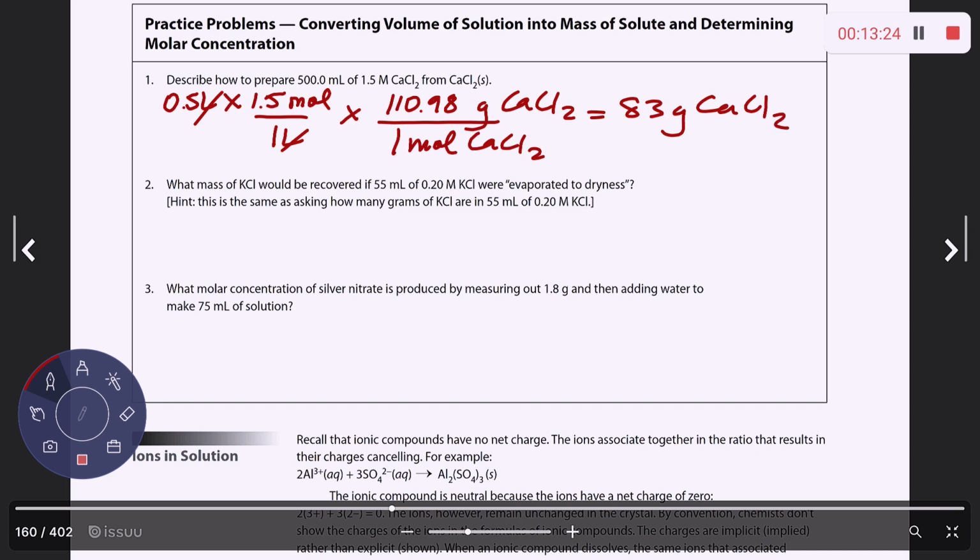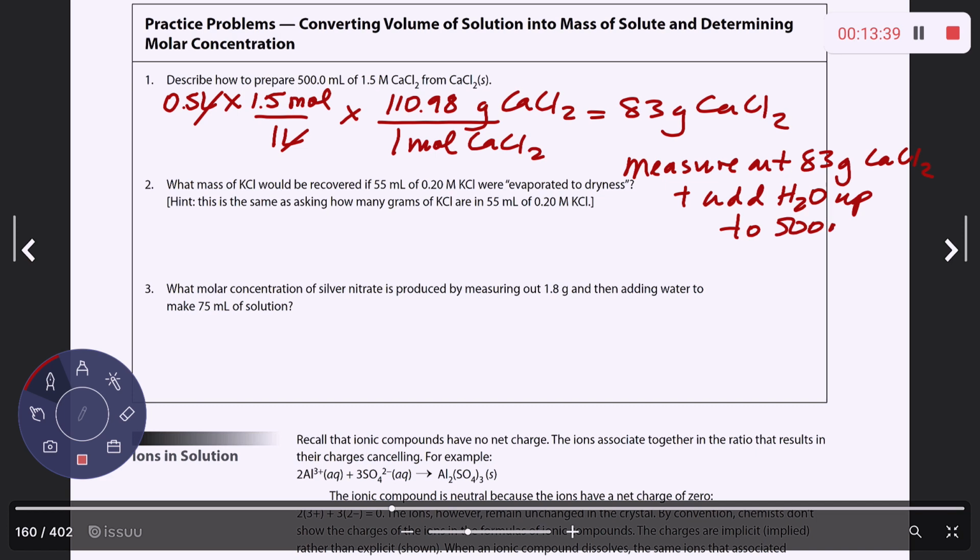Okay, then what did you say as a sentence? We said measure out 83 grams of CaCl2 and add water up to 500.0 milliliters of solution. Yep. 500 mils or 0.5 liters, yes. Okay. Perfect. Done. We good?